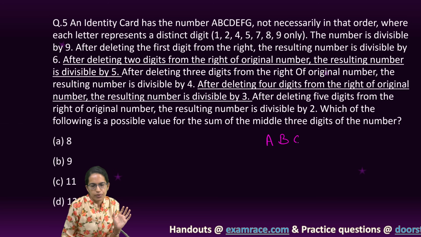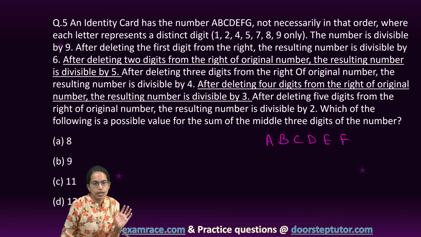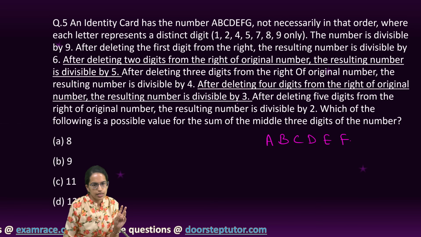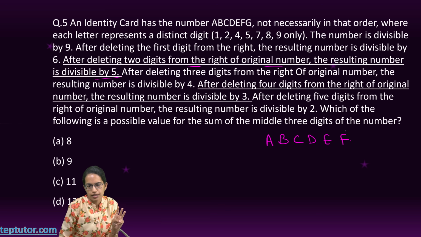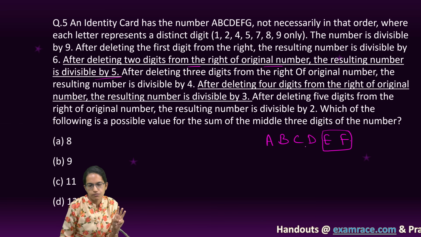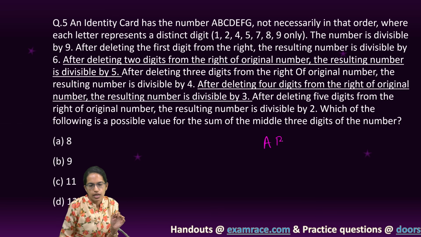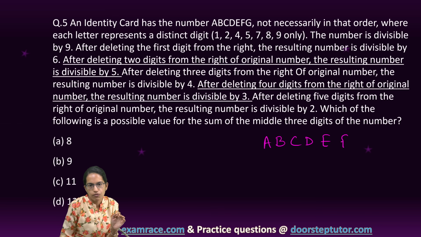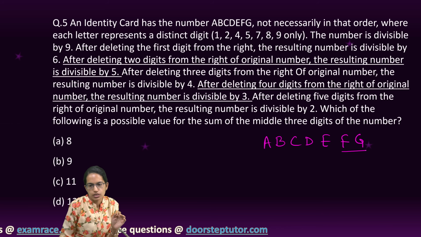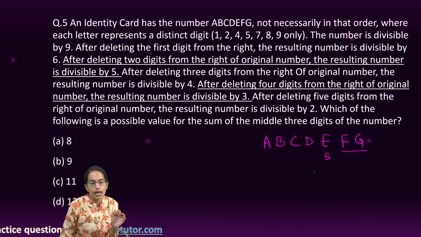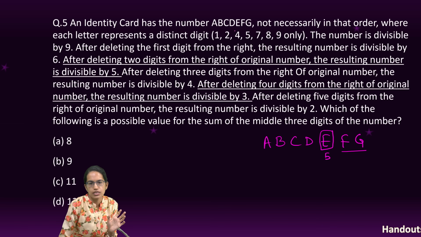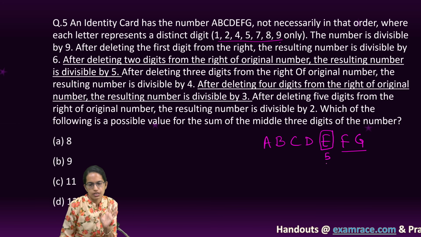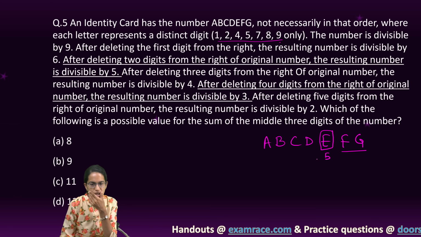The terms are A, B, C, D, E and F. Now it says that after deleting the 2 digits from the right of the original number, the number is divisible by 5. So I remove these 2 digits, my number is, sorry, it is A, B, C, D, E, F, G. I'll write the number again. So it is A, B, C, D, E, F and G. I delete the 2 digits from the right, so the remaining number is divisible by 5. That means E has to be 5 from these numbers. The only number that can lead to divisibility by 5 is E being 5. So I know E is 5.